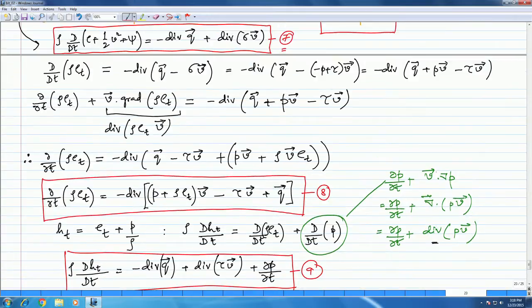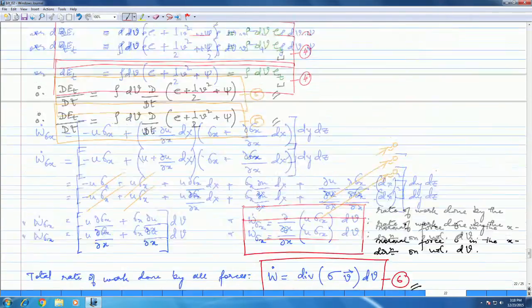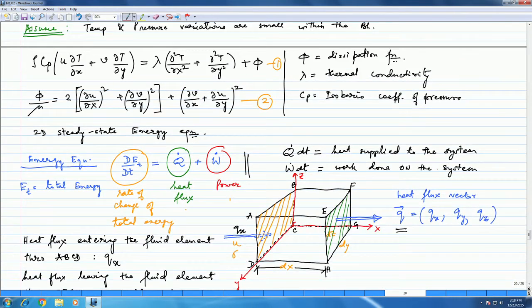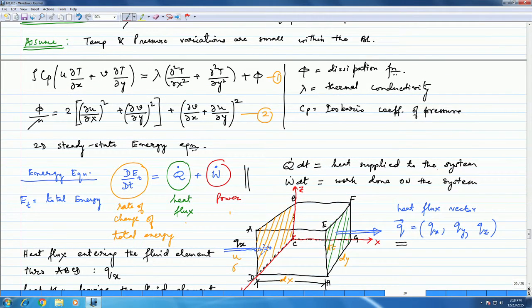Hi. So we were looking at the energy equation, right? And what we basically started out doing is by saying that the 2D steady state energy equation is given by 1 here and 2 here.